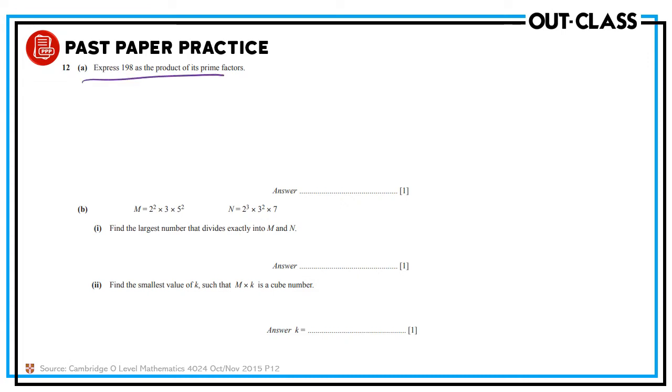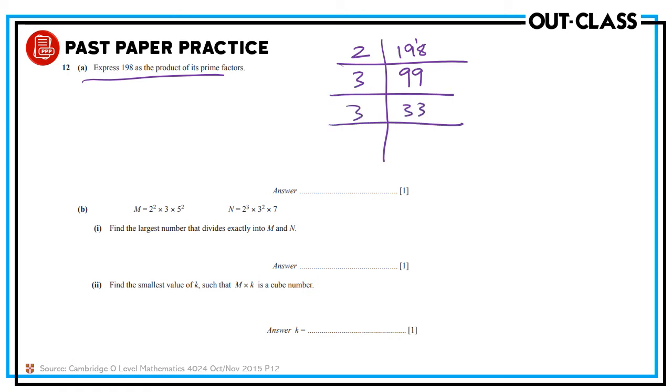Prime factorization of 198. This is the LCM method. 2 9s are 18, 1 carry, 2 9s are 33, 3 elevens are 33, 11 elevens are 1. So the prime factors are 2 times 3 times 3 times 11, and that's how you will write your answer.